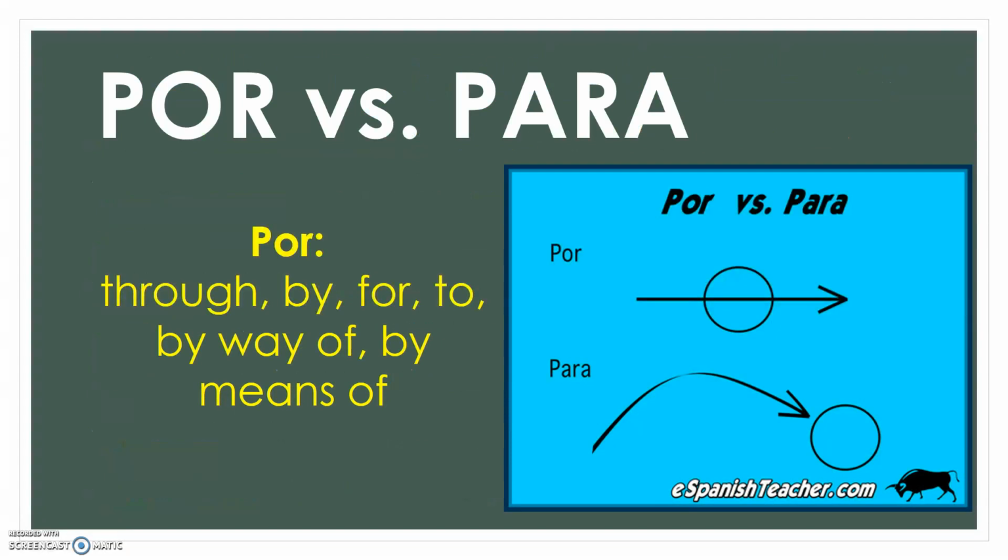Entonces, la idea principal es por versus para. Mira aquí. Por is when you go through something or even around something, very general. Para is very direct, muy directo. You're headed straight towards your destination, very direct. Also, por has all these other meanings: through, by, for, to, by way of, by means of, más que para.